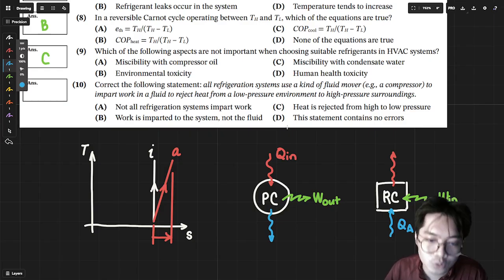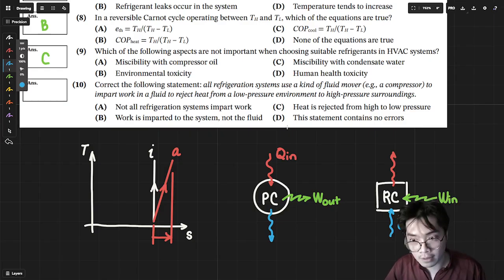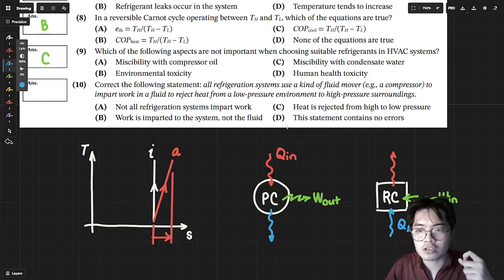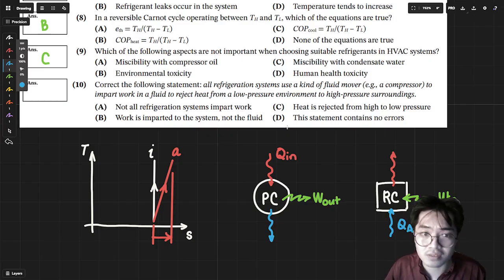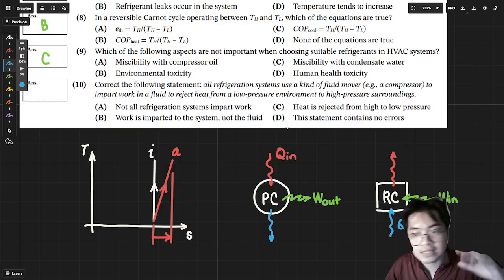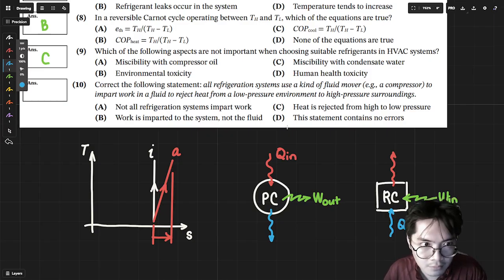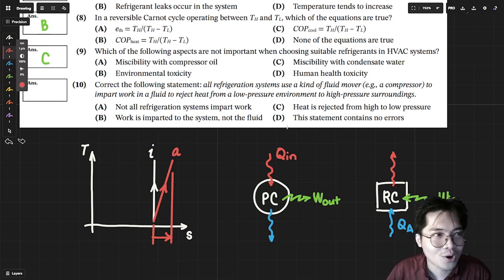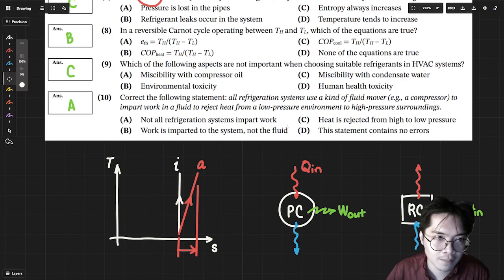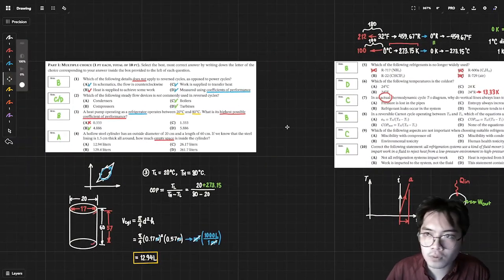But absorption refrigeration systems work that way, right? Without spoiling too much, you can search it online. Absorption systems, what they do is that you mix in your refrigerant with something else and then heat that mixture up to drive the refrigerant into a higher pressure, right? It does not need work, it needs heat. So in this case, the thing that gives this away is the all, right? All. Because not all refrigeration systems use a fluid mover to impart work in a fluid. Number 10, letter A. So that is our multiple choice.